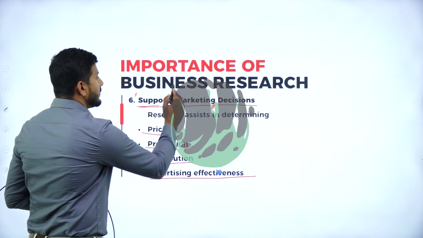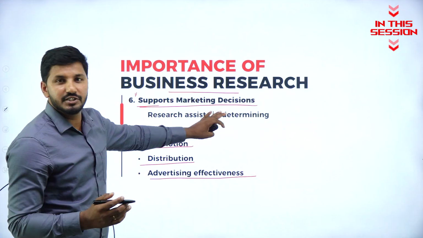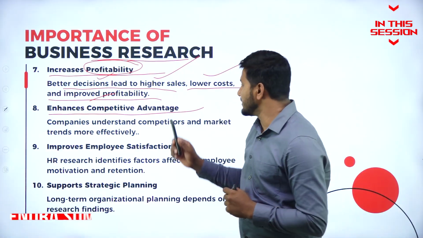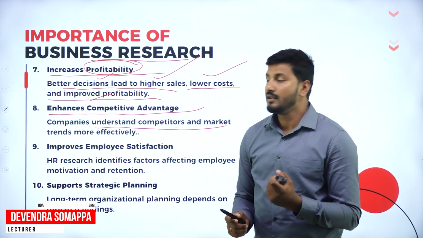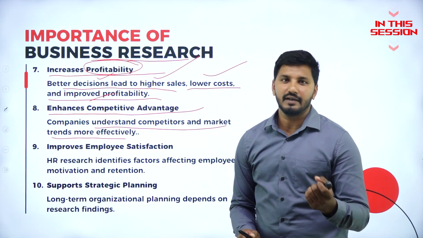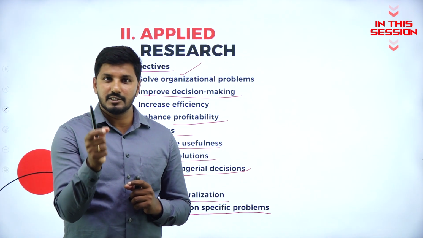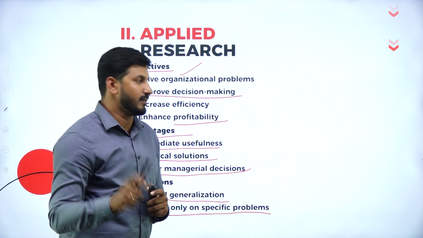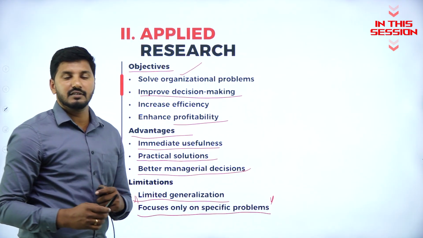While doing the major business research, it will be beneficial towards decision making strategies. While doing research, it gives the competitors, we can understand, and along with the market trends more effectively by conducting the businesses. So the meaning only says that applied research is purely based on the specific problem. So that's why that's the major drawback or limitation under the applied research.